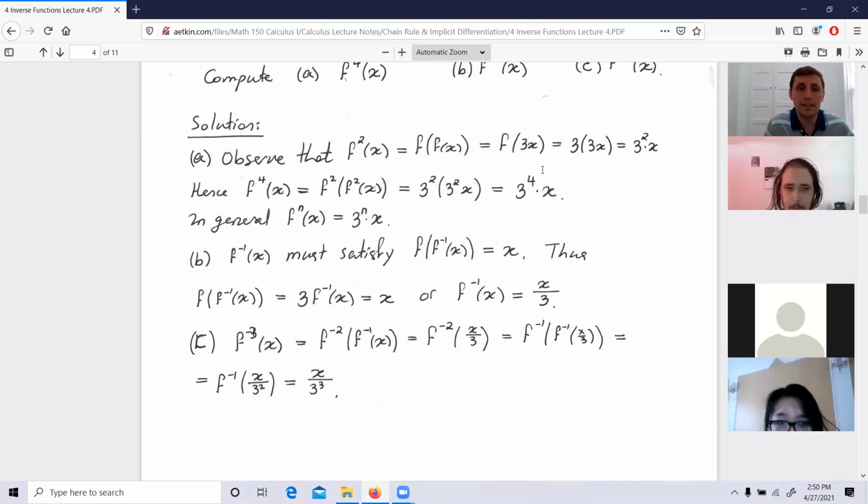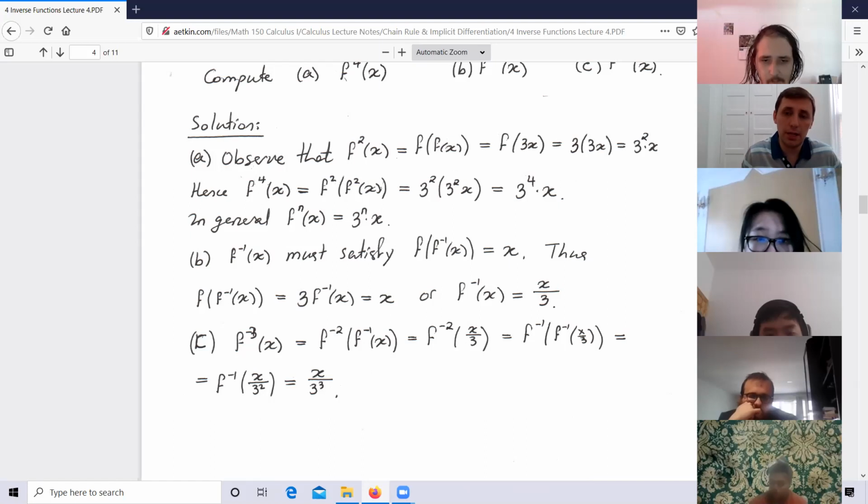The inverse must cancel the action of f. So here, if I feed f inverse of x into f, they will cancel each other. But f, whatever is the input, it multiplies it by 3. You see? So f of f inverse of x should be x. But it's equal to 3 f inverse of x, which means f inverse of x is equal to x over 3. Do you understand? I'm showing you that so that you understand the idea of calculating the inverse in more complicated situations. Good? You see how we reason.